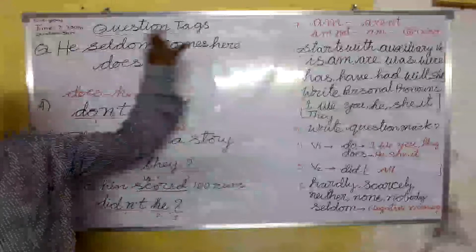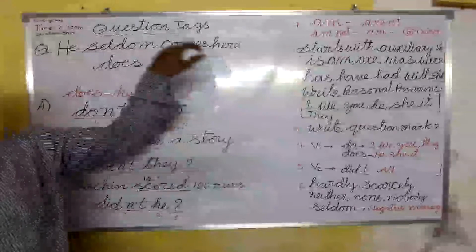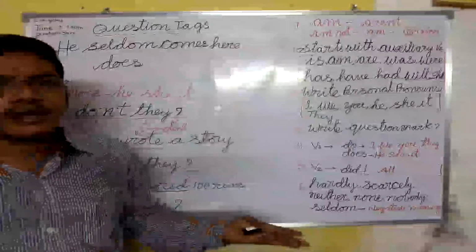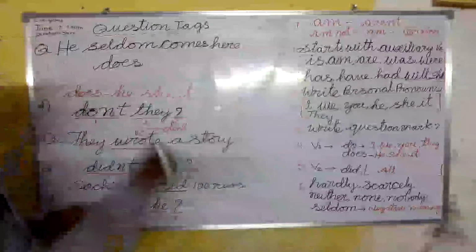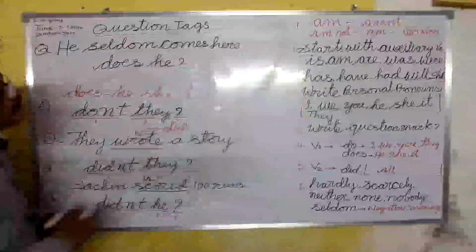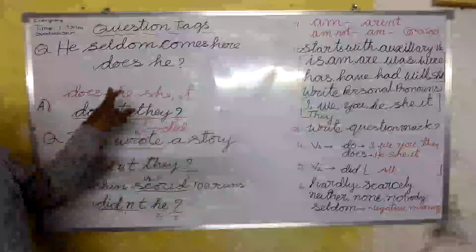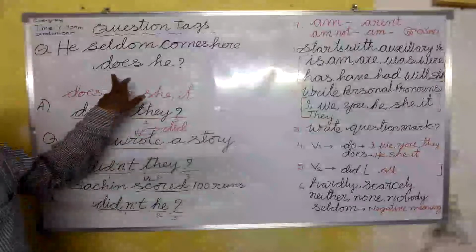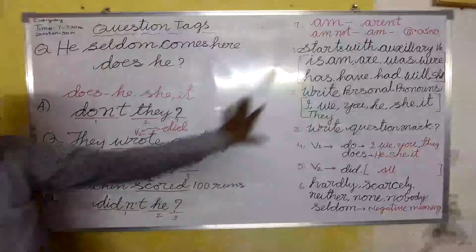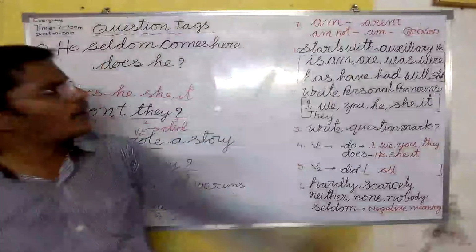Seldom means negative, it means rarely. So what question tag comes? It comes as 'does he'. So does he? Question mark. Does he? Question mark. Are you able to follow? Yes. These are the questions that you have to follow.